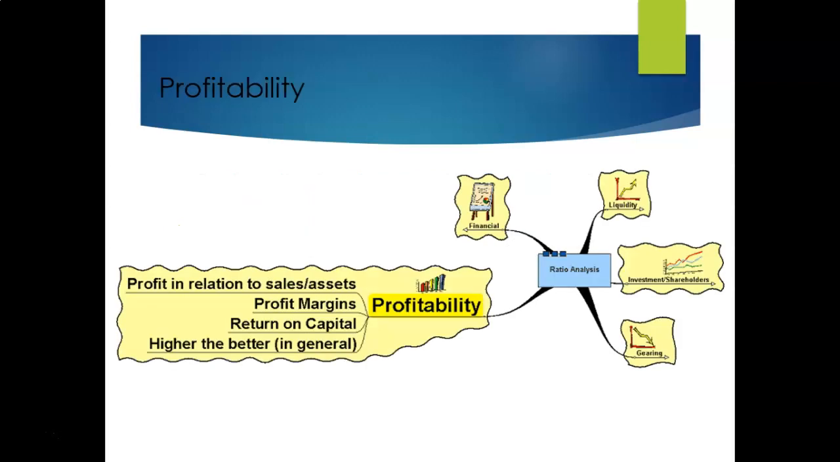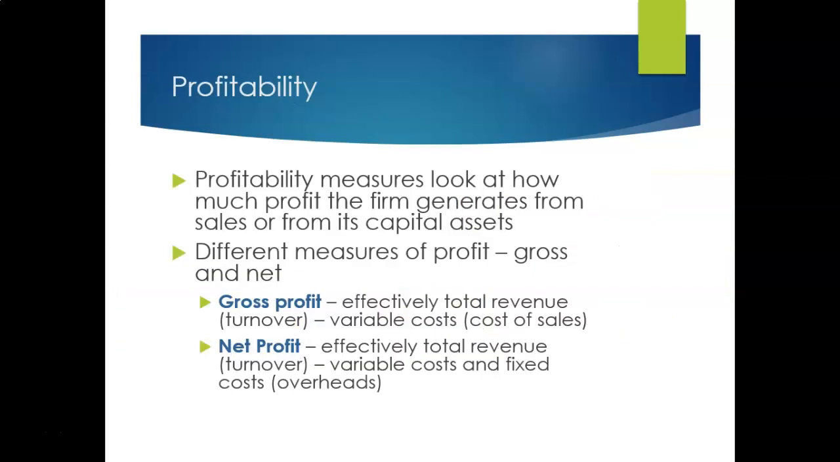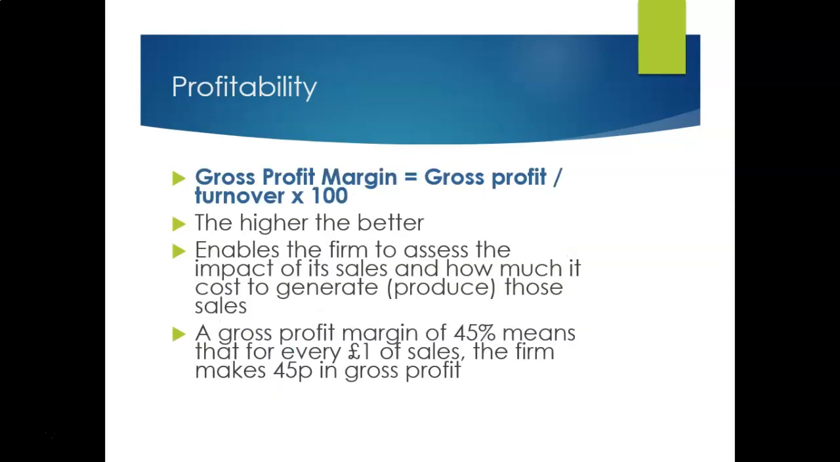Next comes profitability ratio. Profitability ratio is with respect to the profit margin, or it can also be in respect to return on capital. Profitability measures look at how much profit the firm generates from sales or from its capital assets. There are 2 different profitability ratios, namely gross profit and net profit. So gross profit ratio, the formula runs: gross profit divided by turnover into 100. And this ratio, higher the better, as this enables the firm to assess the impact of its sales and how much it costs to generate those sales.